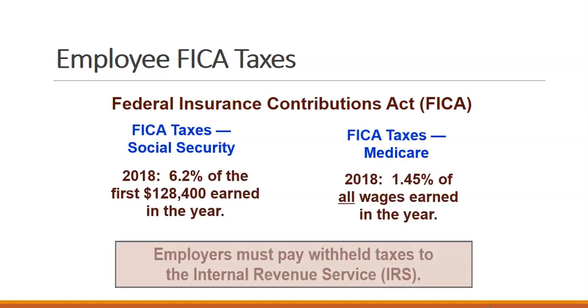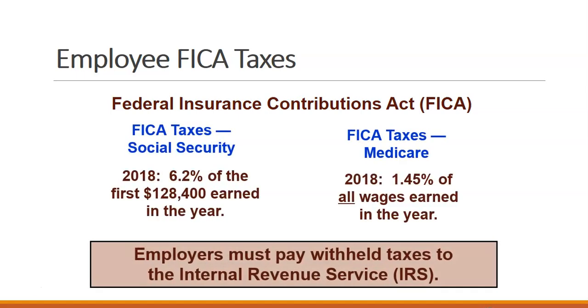First, we're going to talk about FICA taxes. We must withhold FICA taxes from our employees' payroll and then send those to the Internal Revenue Service every quarter. What comes out in our FICA taxes are Social Security and Medicare. It says what the rates are as of 2018.